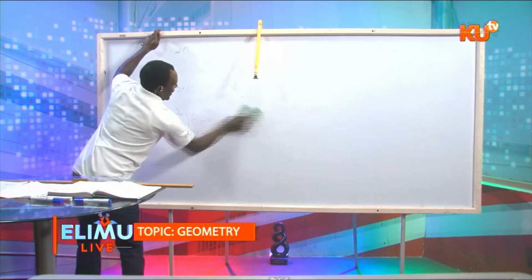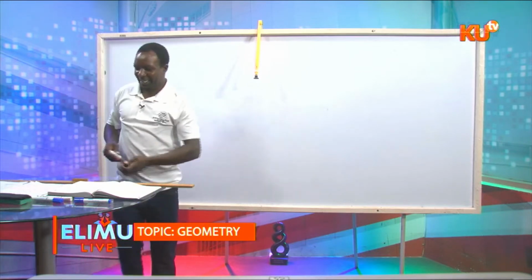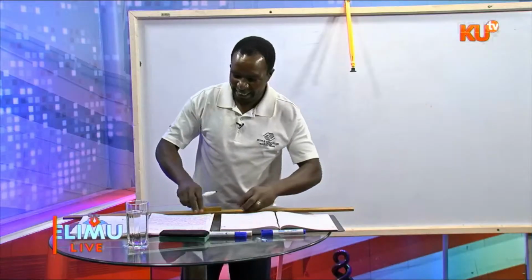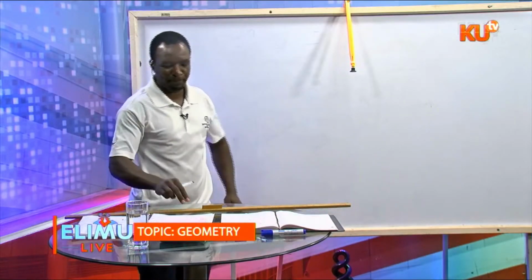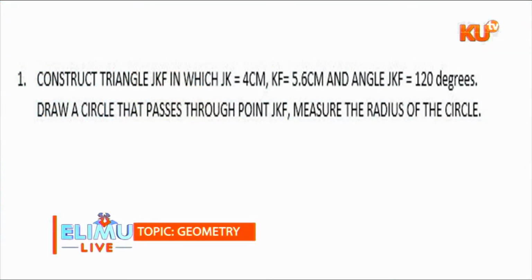I hope all the learners have their geometrical sets there on their table. And I'm going to read out the question. Construct triangle JKF in which JK is equal to 4 centimeters, KF is 5.6 centimeters, and angle JKF is 120 degrees. Draw a circle that passes through the points J, K, F. Measure the radius of the circle.